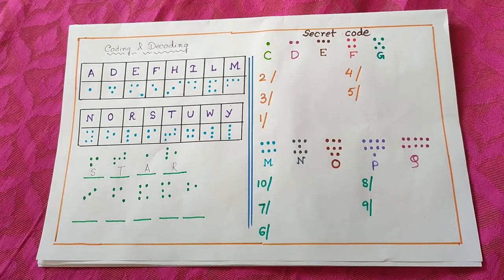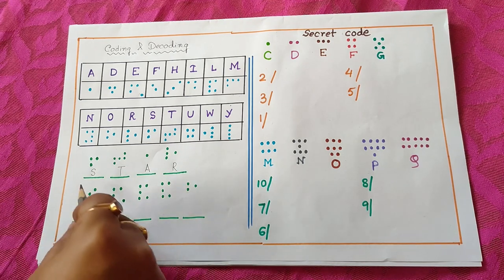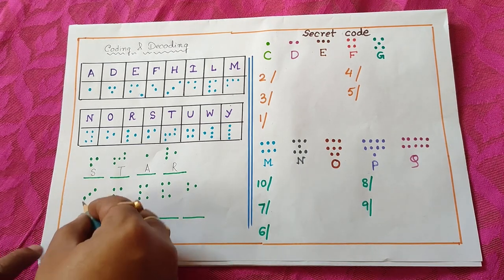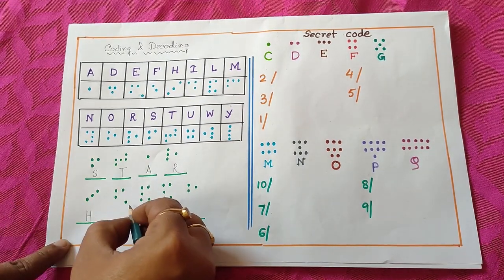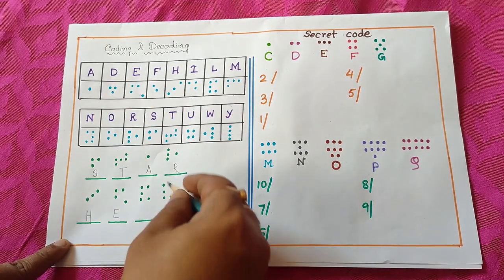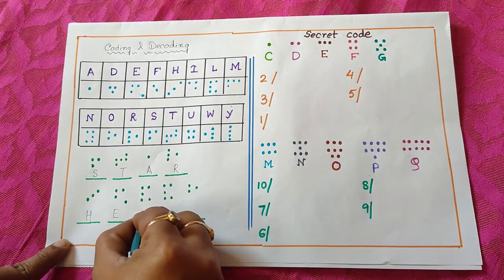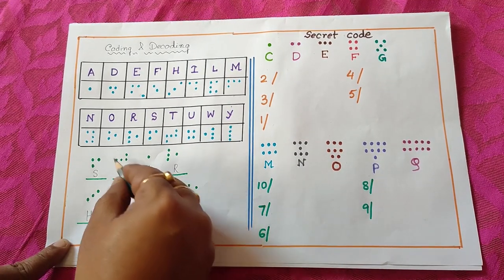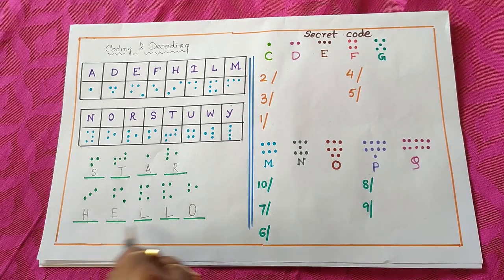So this is basically decoding. Why decoding? Because we have a pattern, and by decoding that pattern, we have got the actual meaning or actual word. Similarly here, these three dots are H. This one is E. This one is, let me see, L. Again, the same L. And this one is, okay, O. So the word from decoding this pattern is hello.